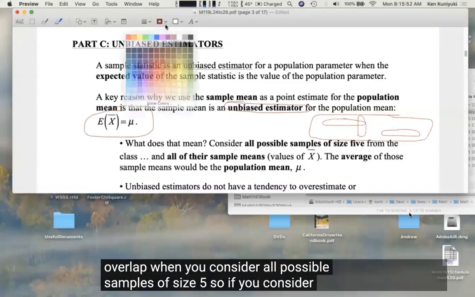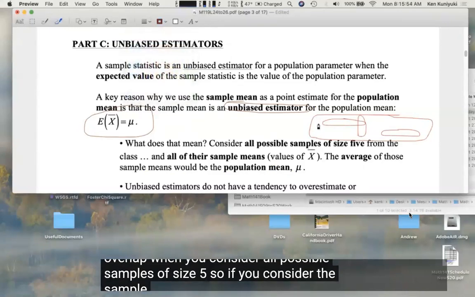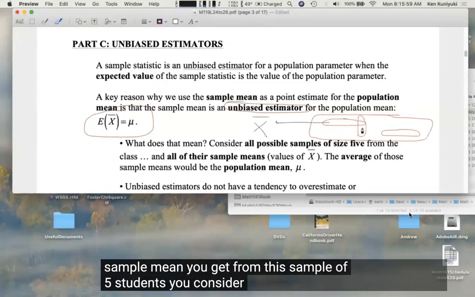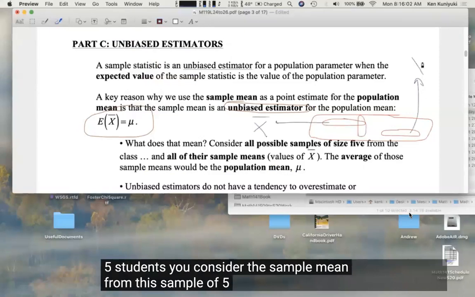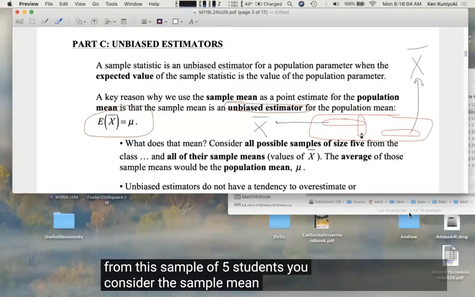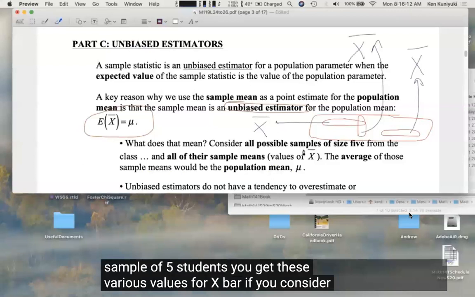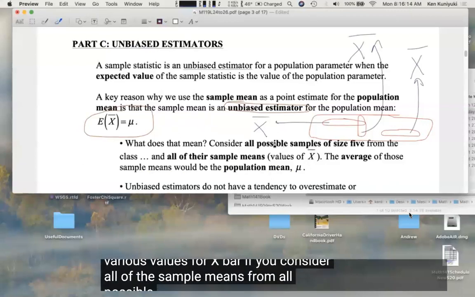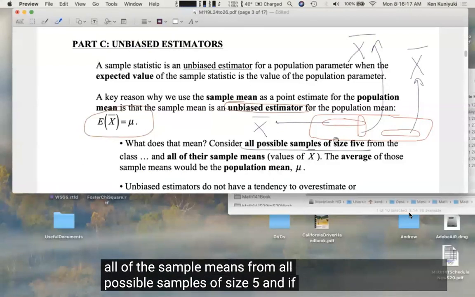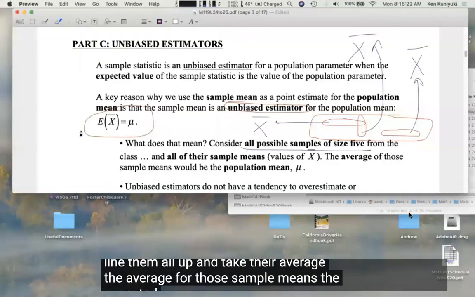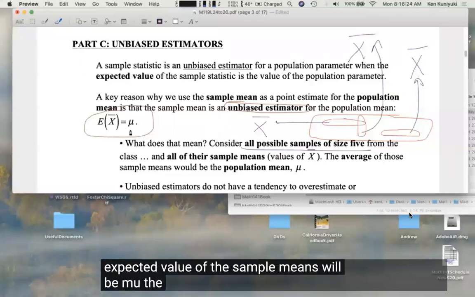So if you consider the sample mean you get from this sample of 5 students, you consider the sample mean from this sample of 5 students, you consider the sample mean from this sample of 5 students, you get these various values for X bar. If you consider all of the sample means from all possible samples of size 5, and if you line them all up and take their average, the average for those sample means, the expected value of the sample means, will be mu, the actual population mean test score for the overall class.